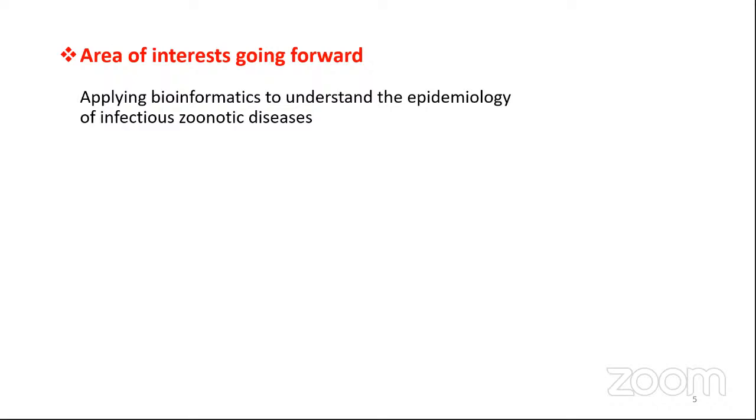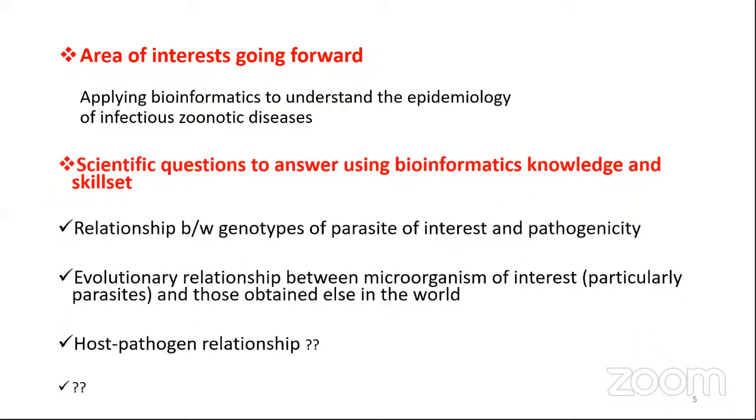How do I use this knowledge in understanding the epidemiology of these diseases? Is there anything at the gene level that actually predisposes a particular group of animals to a particular disease? Even among the disease group, across various age groups and sex groups, is there anything at the gene level that makes them predisposed? This is what I want to look into in the future.